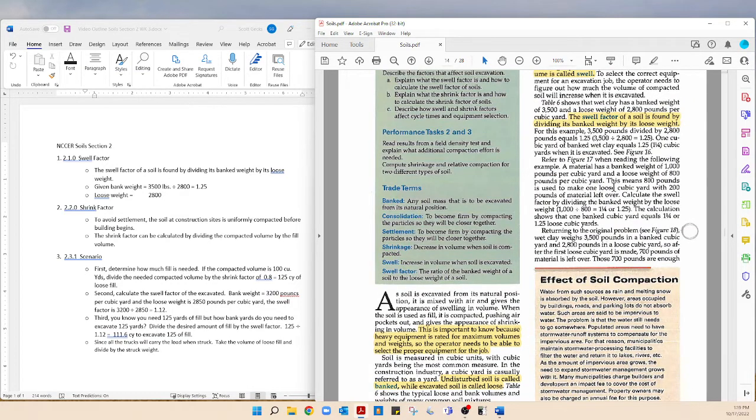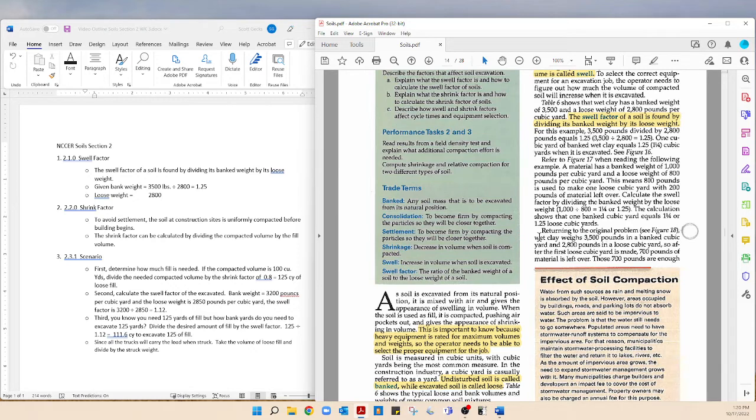But I'm going to give you a little hint. If you are a contractor and you go to a new site, ask somebody. Call the county extension agent and say, what's the swell factor of most of this dirt around here? These guys know, and that's always a good source. But let's see what we need to do next. The scenario is the big deal.